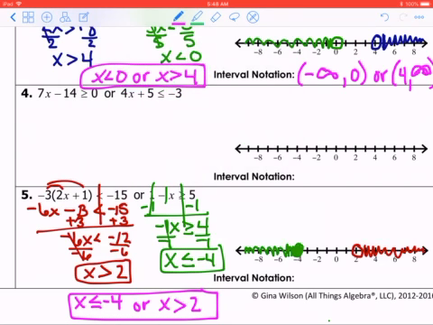So I have parenthesis, negative infinity, comma, negative 4. Now this is going to be a hard bracket because 4 is included. Or, you always got to put that word in there, parenthesis 2, comma, positive infinity. Close that parenthesis. Okay, so we're going to stop here.